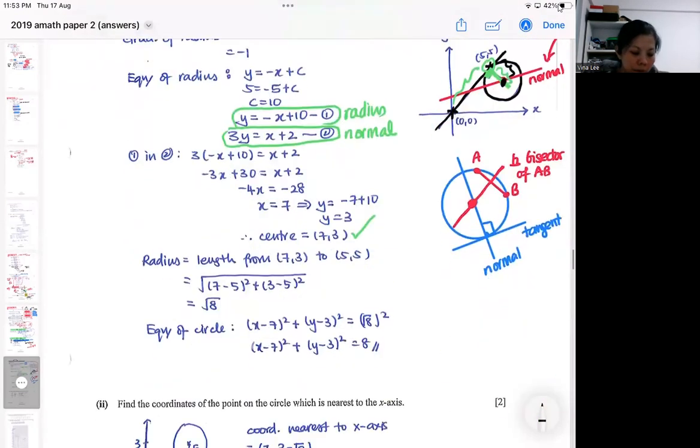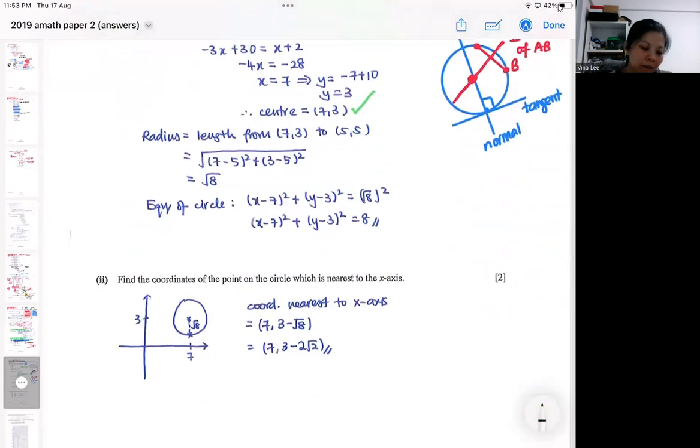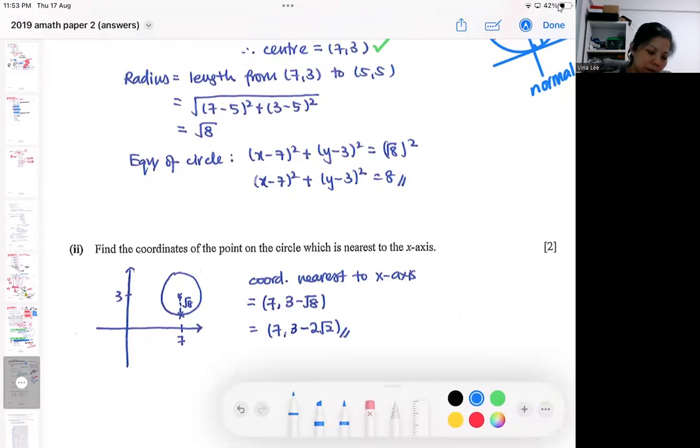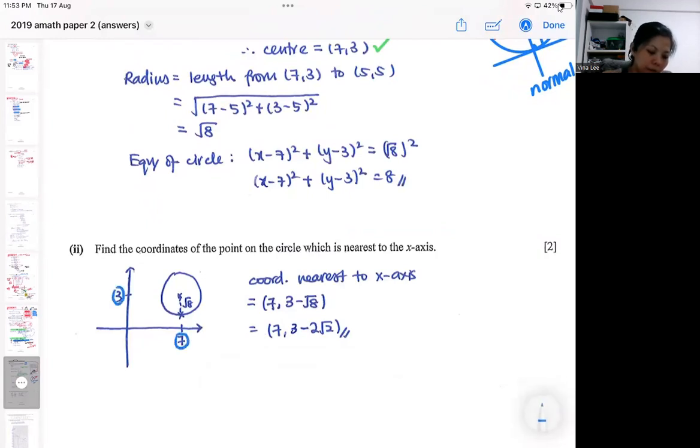Then subsequently, the question for 2 marks asks you to find the coordinates of the point nearest to the x-axis. Again, you've got to draw it out to visualize. You already have the center, and the radius is √8. The one that is nearest to the x-axis will be the lowest point. So you think about the lowest point. The lowest point will be something like this. So you just have to minus away the radius.